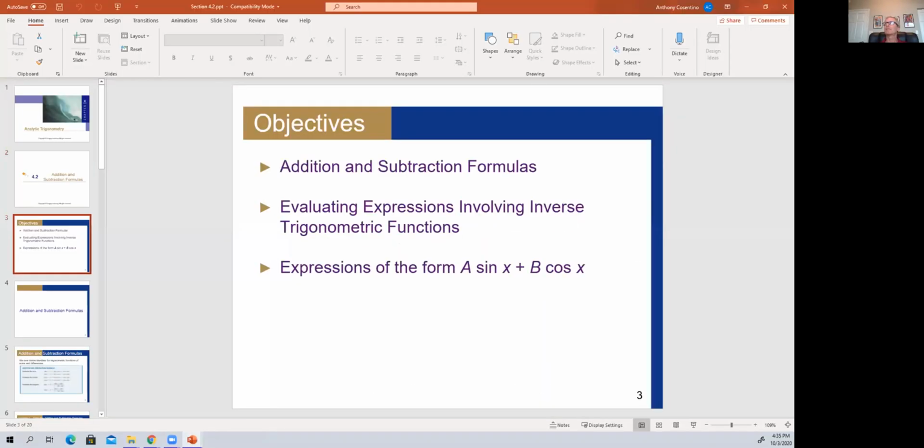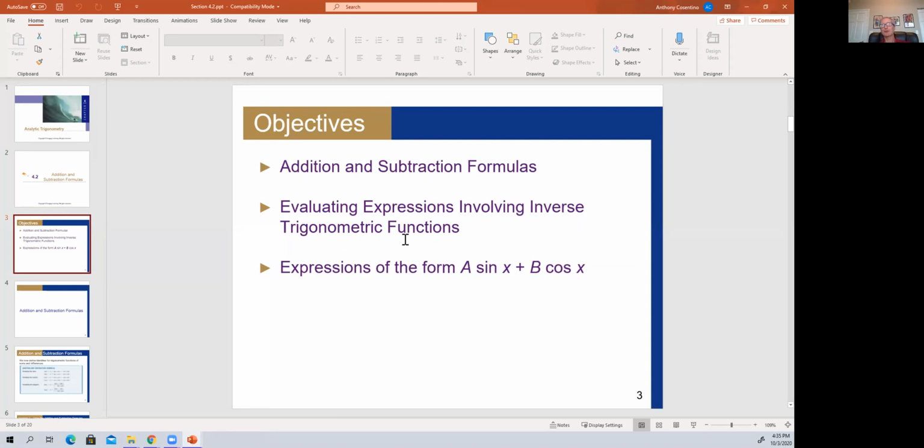Hello, class. We're moving on to the Trig lectures for section 4.2, and there will be three main subject matters that we will discuss, and here they are. It's the addition and subtraction formula.